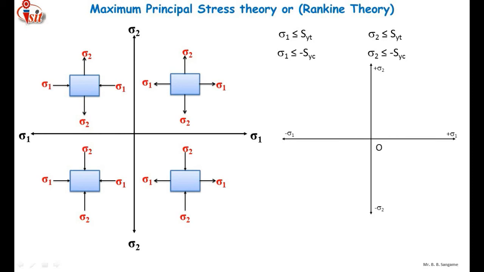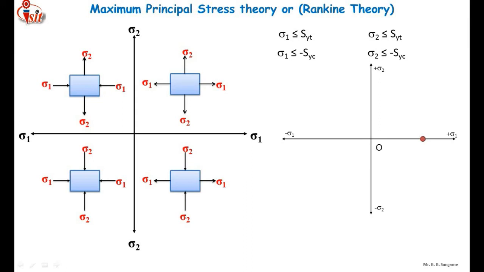Once again I'm going to repeat that the value of sigma 1 or sigma 2 should not be greater than SYT or SYC, otherwise the component is going to fail. And here we are going to plot the region of safety. So first, sigma 1 should be less than or equal to SYT. For the value of SYT, this is the positive value, so I'm going to plot this towards the right side of the origin. Somewhere here there will be a point. This length on the x-axis from the origin represents the magnitude of SYT or the magnitude of sigma 1.